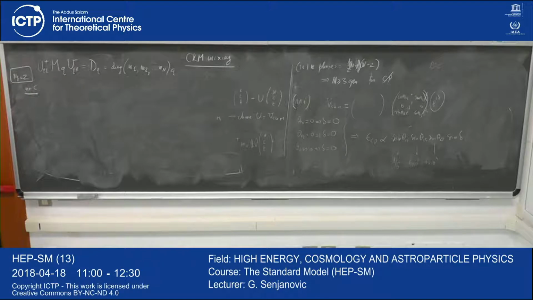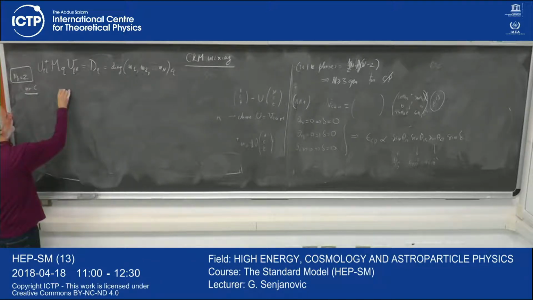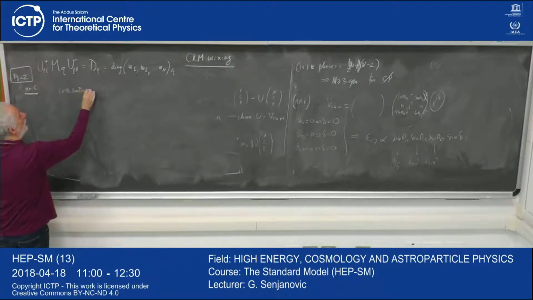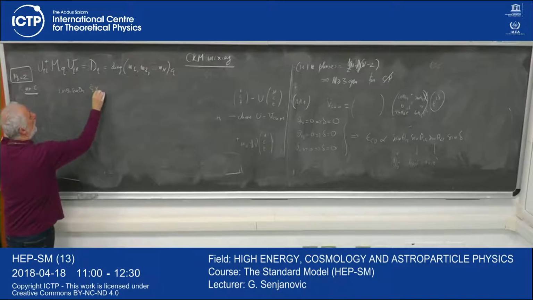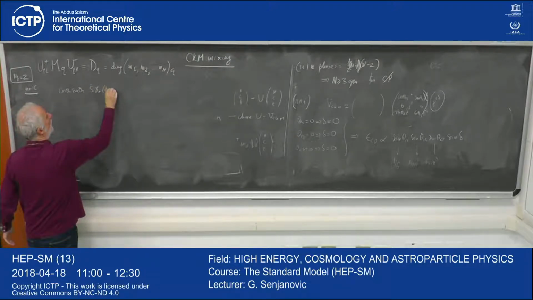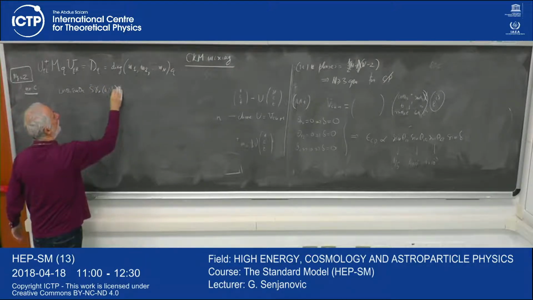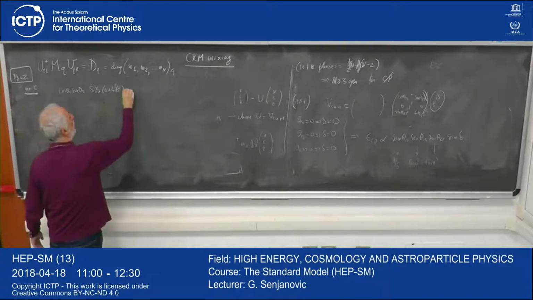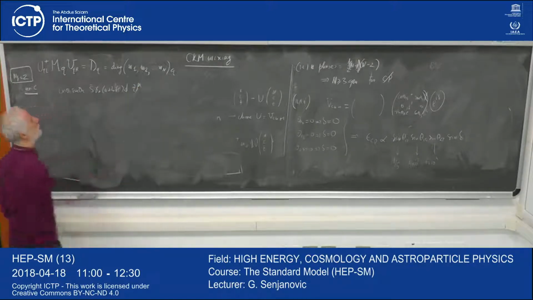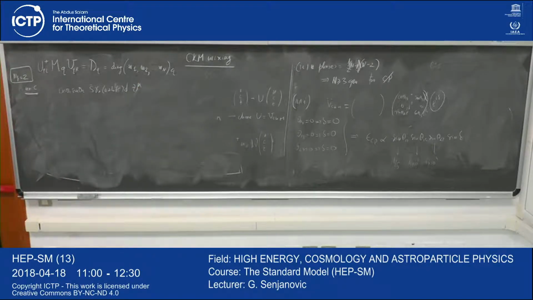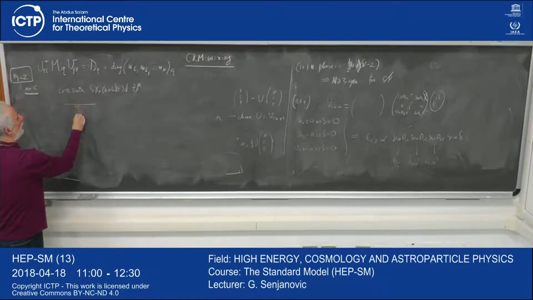And there was something else. I had this flavor violation, if you remember. I had the interaction cosine theta Cabibbo, sine theta Cabibbo, if you remember, s bar gamma mu (A plus B gamma 5) d, Z mu. You and I know A and B from the homework.